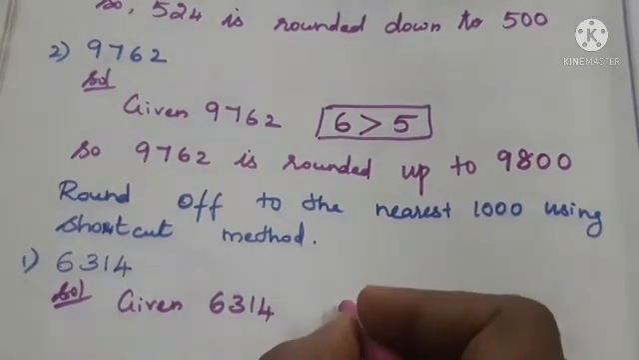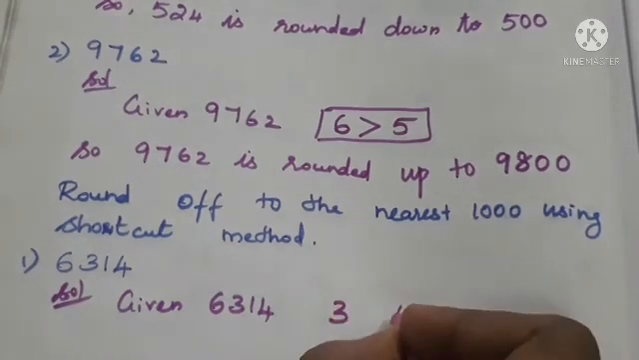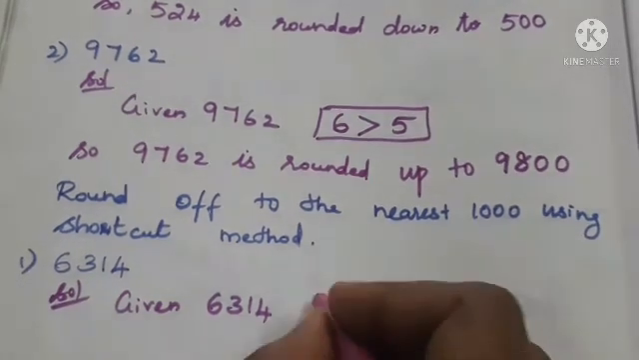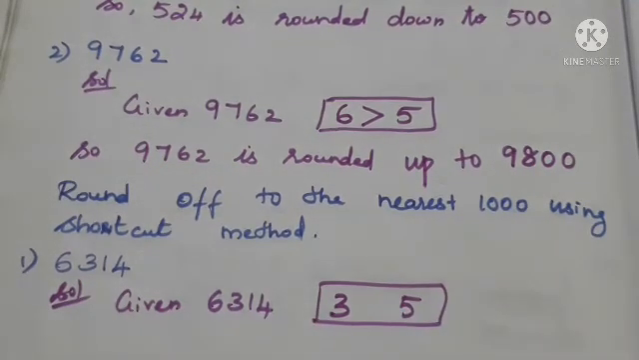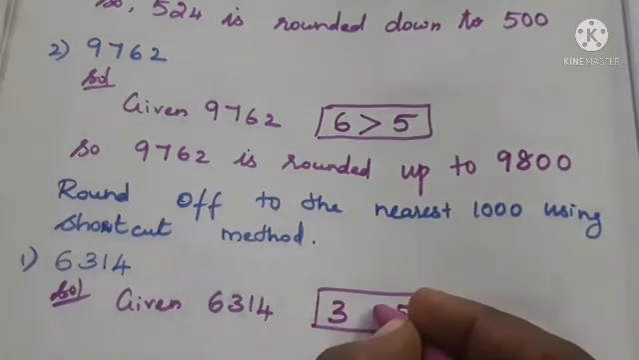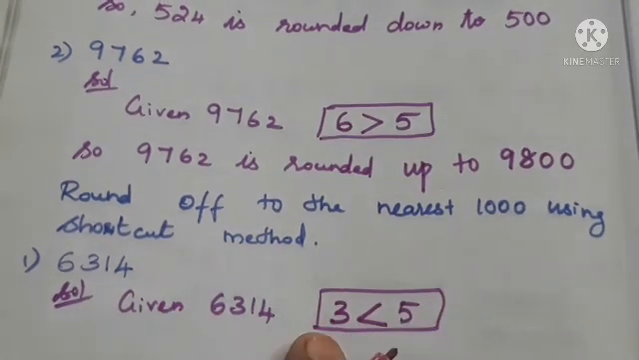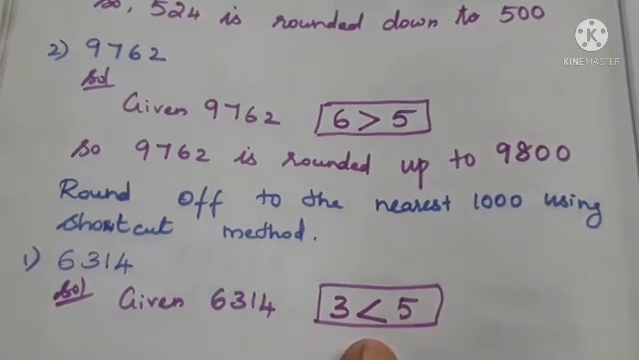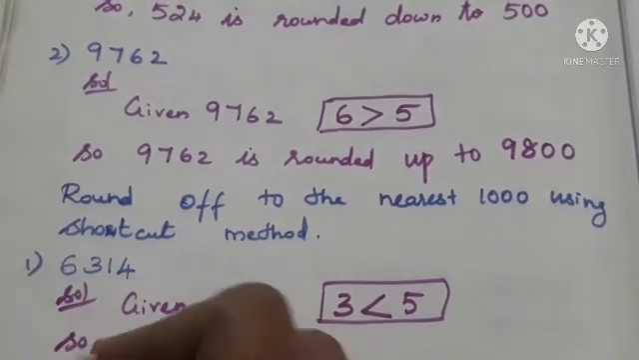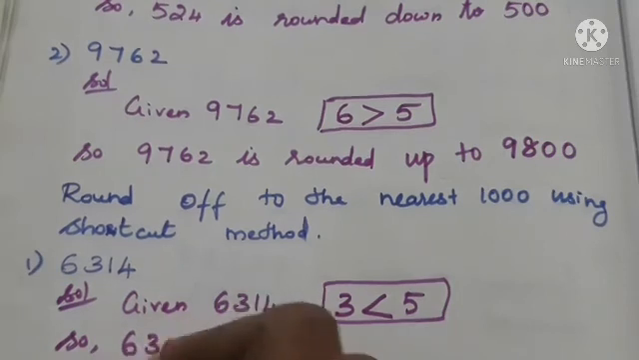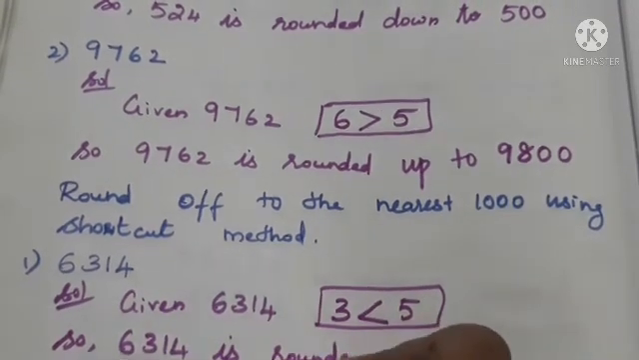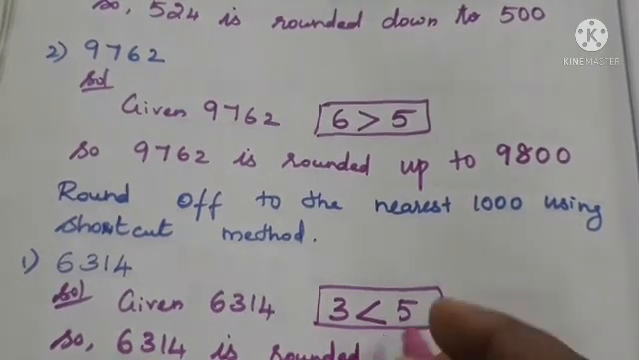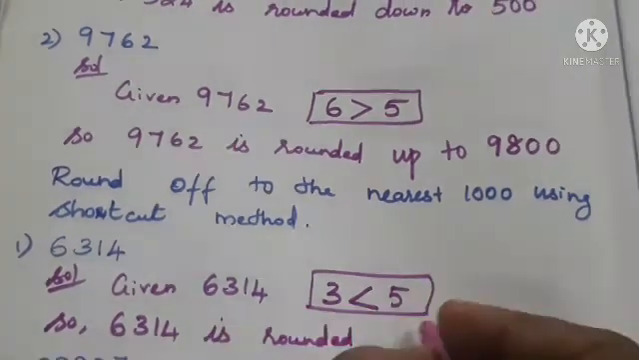Because they asked for the nearest 1000, we compare 3 and 5 and put them in the box. Among 3 and 5, which is the greater one? 5 is greater. So 3 is less than 5, no? So what is our solution? We write: 6314 is rounded up or rounded down? Yes, rounded down because it is less than 5.